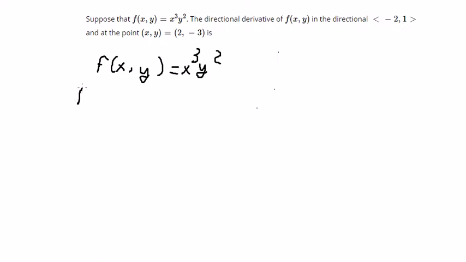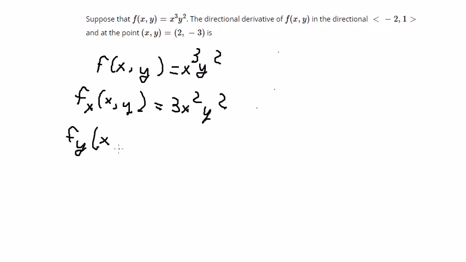So we need to find first the derivative of the function with respect to x. So we have x in here, so we got about 3x squared y squared. We do similar for y, and you got about 2x to the power of 3 and y in here. Now we have the point 2 and negative 3.